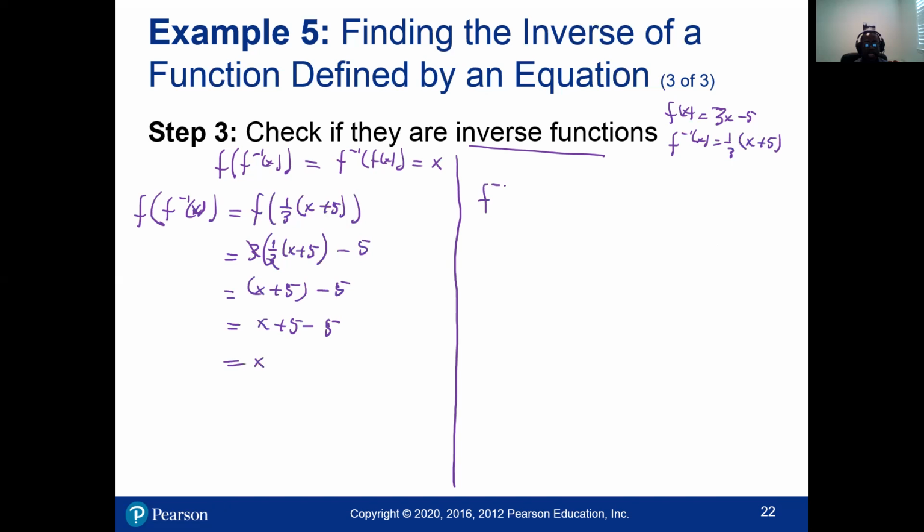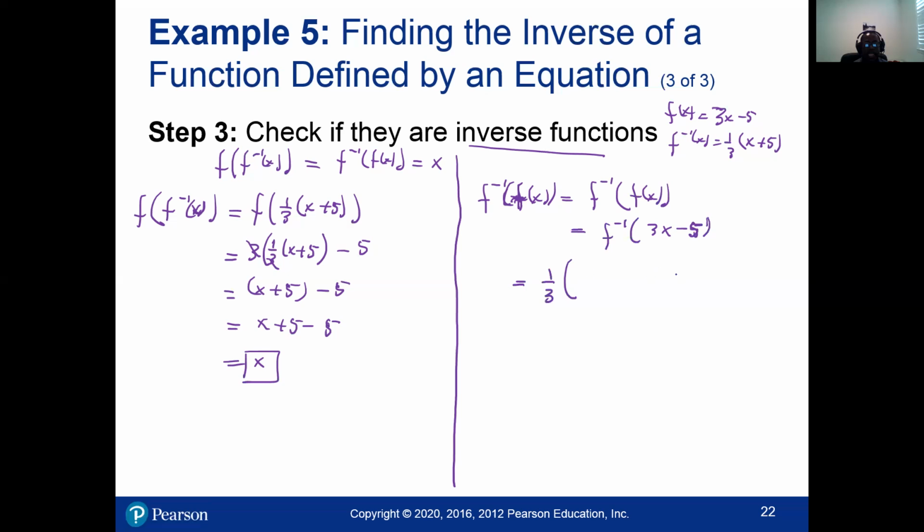Then similarly, we compose the inverse function with f of x. That means that wherever I see x in the inverse function, I plug in the whole f of x, which is 3x minus 5. So let's see if we get the same x as we got here. The inverse function is 1/3, in parentheses, x plus 5, so we plug in.